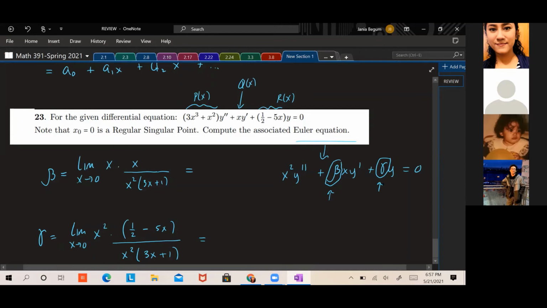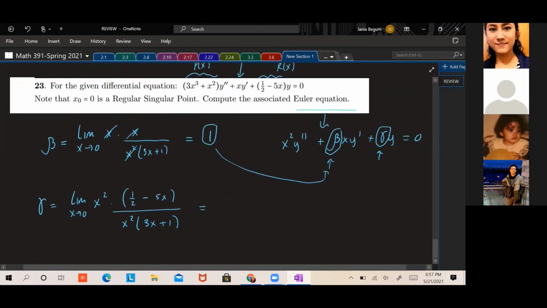So what's beta? Should be 1. You see that these will cancel out, and then when you plug in 0, you'll have 1 over 1, which is 1. So beta is 1. That goes right there. And then what about gamma? Should be 1/2. Right. Again, these will cancel out, and when you plug in 0 for the x's, you will have 1/2. That goes right in there.